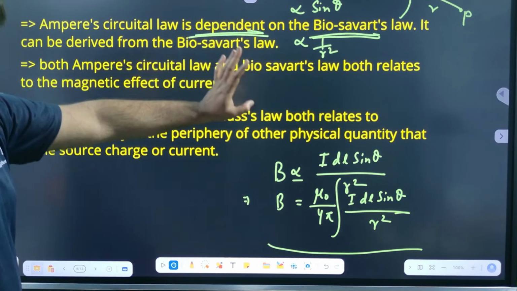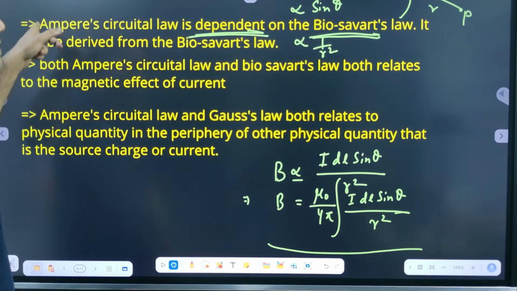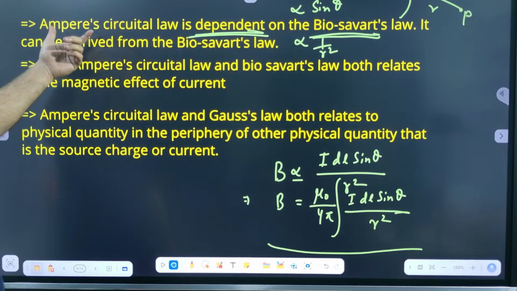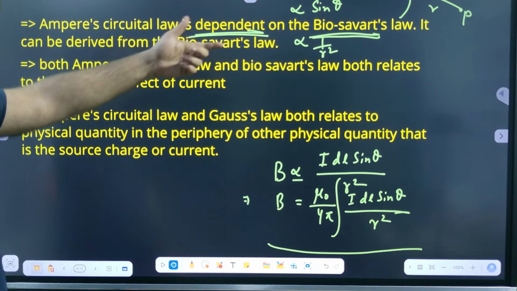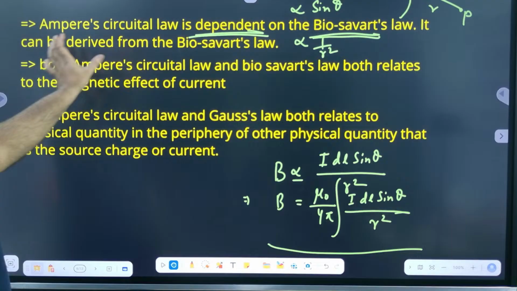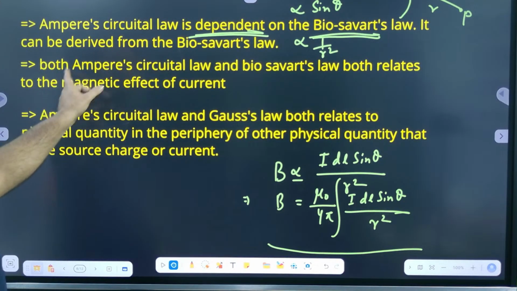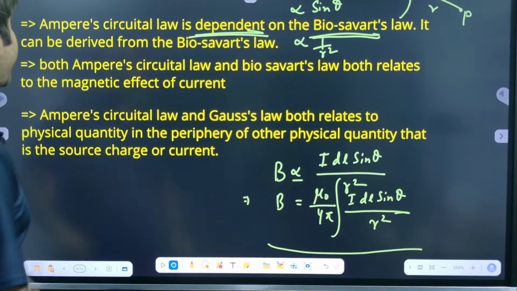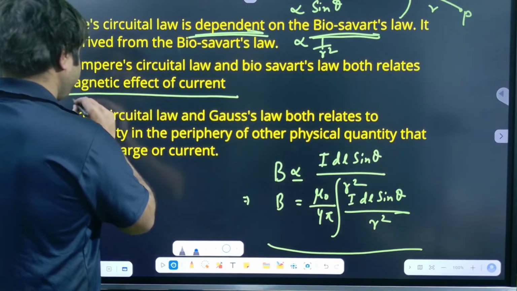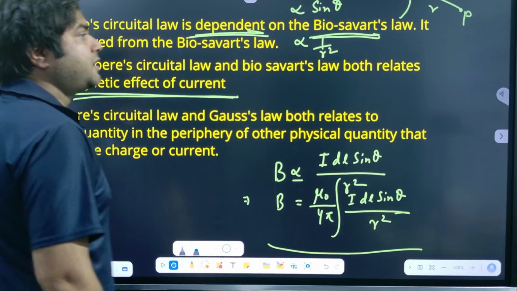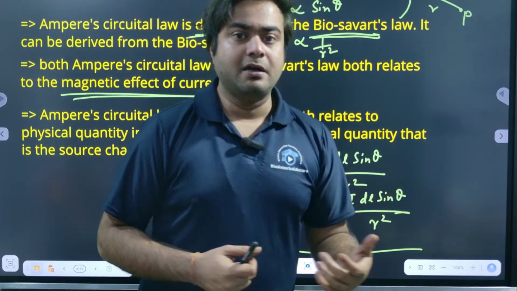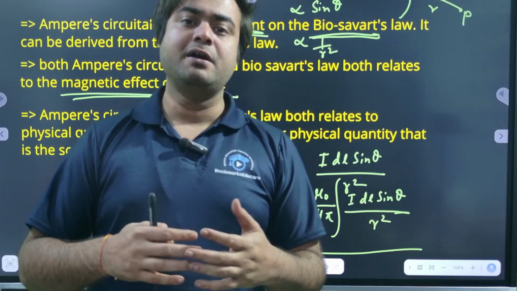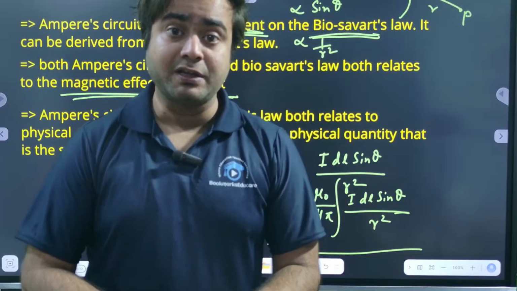मैंने ये पहले ही कहा था कि बायो-सावर्ट्स लॉ का एक्सटेंडेड वर्जन है, that is the alternative of Bayo-Savart's law, and it can be derived from the Bayo-Savart's law. Okay, both Ampere Circuital law and Bayo-Savart's law relate to the magnetic effects of current. जैसे कोई एक कंडक्टर के अंदर अगर कोई करंट फ्लो होगा तो ऑटोमेटिकली you will observe that there will be creation of a magnetic field around the conductor.